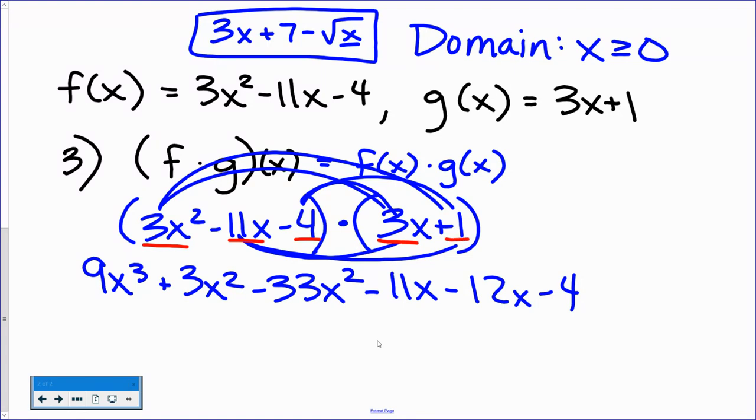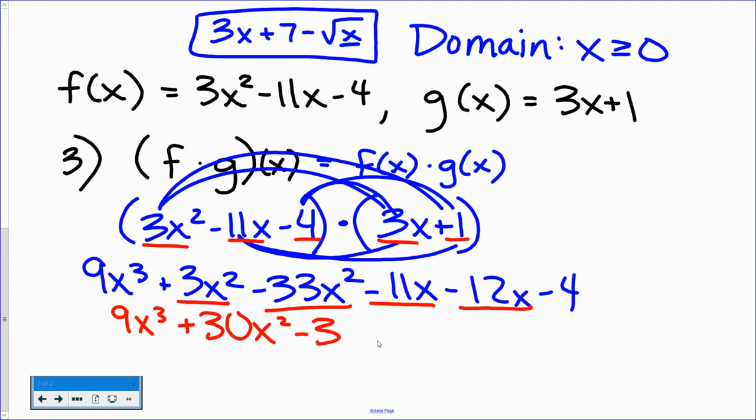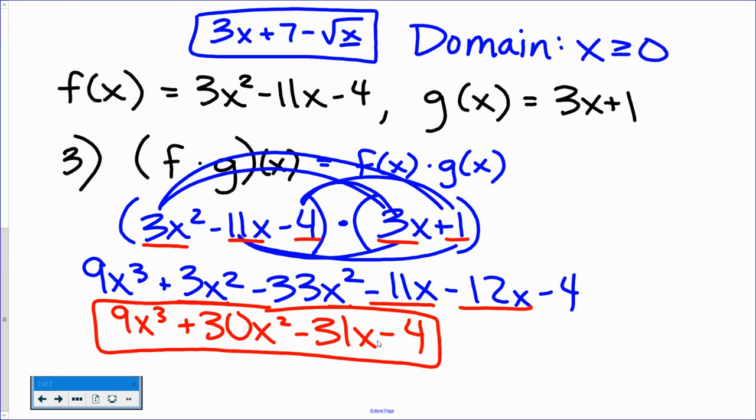Okay, so we get a lot of stuff, and then we're going to go ahead and combine any like terms that we can. I don't have anything else that's to the third power. I can take my 3x squared minus 33x squared, so that would give me a positive 30x squared. Negative 11x minus 12x would give me negative 31x minus 4. I've combined all my like terms. That's all I can do. I've multiplied everything out. So that would be my final answer, as simple as I can make it.